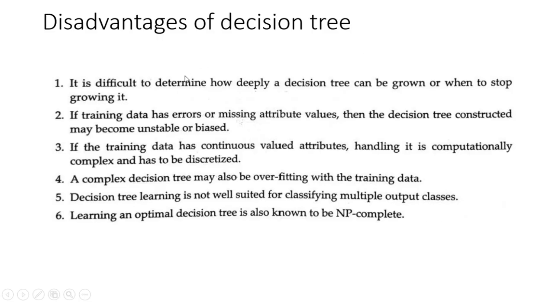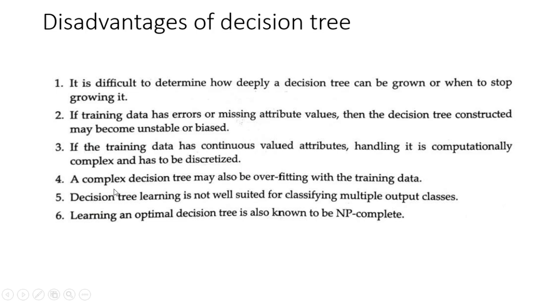The disadvantages are, it's difficult to determine how deeply your tree can grow or when to stop. When you are actually working, you might have some initial problem in finding out how much your tree will grow or when to stop. The second disadvantage is, if the training data has errors or missing attribute values, then your tree can be unstable or biased. The third problem is, if the training data set has continuous values, handling it can become computationally complex, and therefore it has to be discretized.